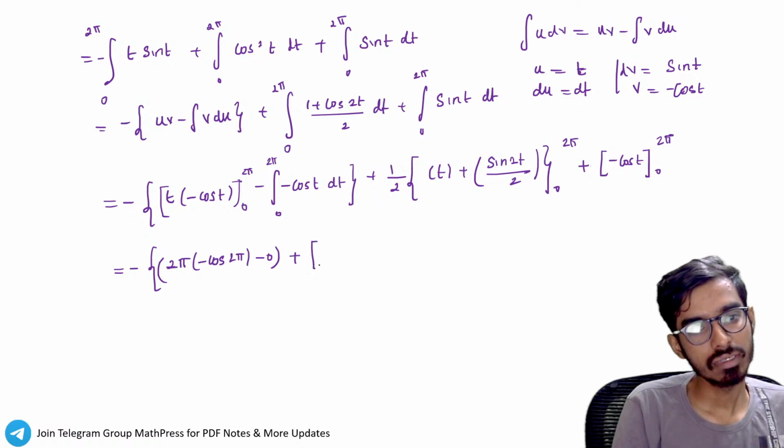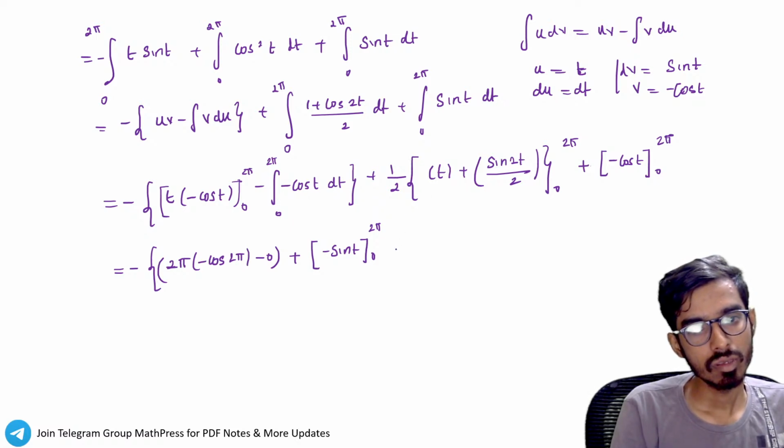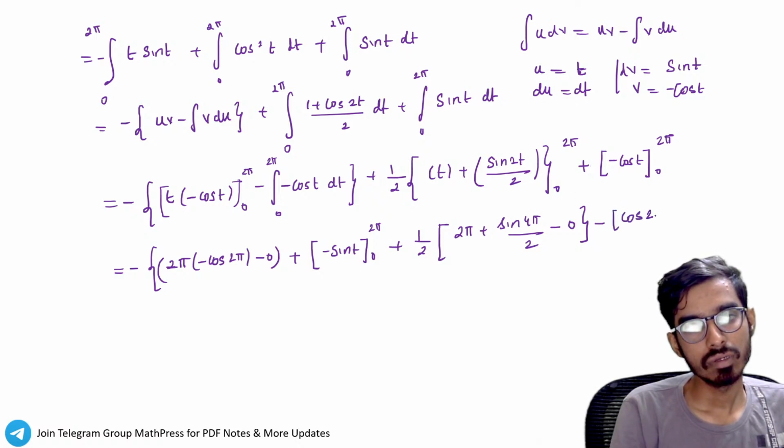And this will be plus integration of cos t is minus sin t from 0 to 2 pi, right? So minus minus will be plus, integration of cos t is minus sin t dt. Here we will have 1 by 2, upper limit minus lower limit. Just put t to be 2 pi, so 2 pi plus sin 4 pi by 2, minus lower limit, which will be 0, because 0 plus sin 0 is 0. And here we will have cos 2 pi minus cos 0.